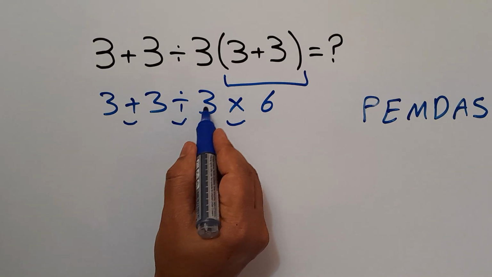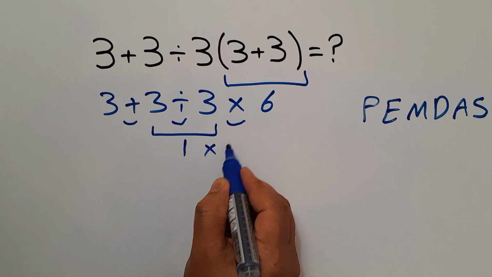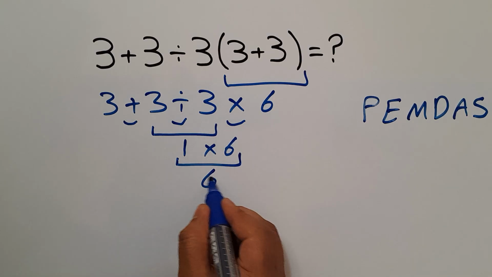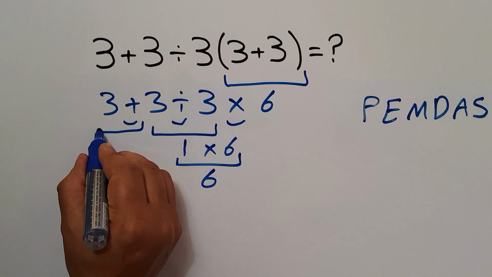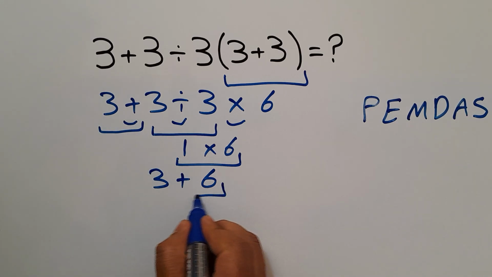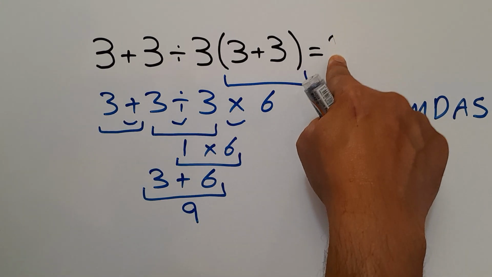So 3 divided by 3 equals 1, then times 6. 1 times 6 equals 6. So 3 plus 6 gives us 9. Therefore, our final answer to this problem is 9.